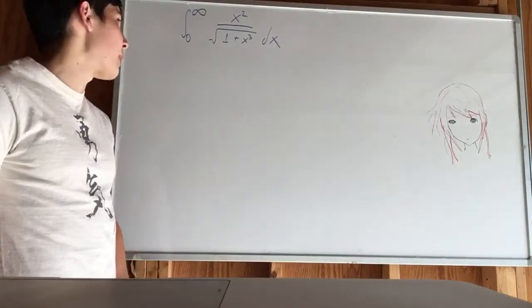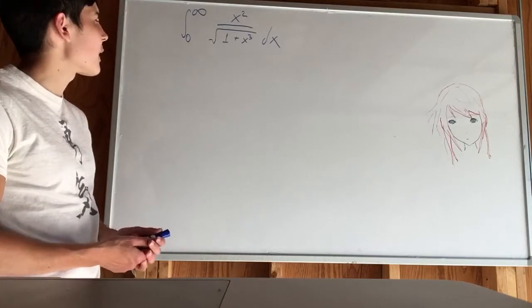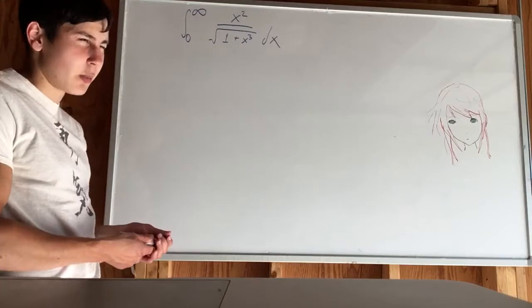Okay, we're going to solve this improper integral here. It goes from 0 to infinity. It consists of x squared over square root of 1 plus x cubed in the integrand.